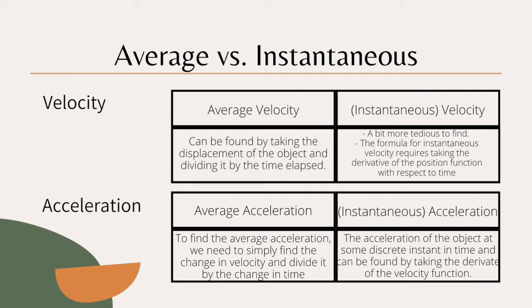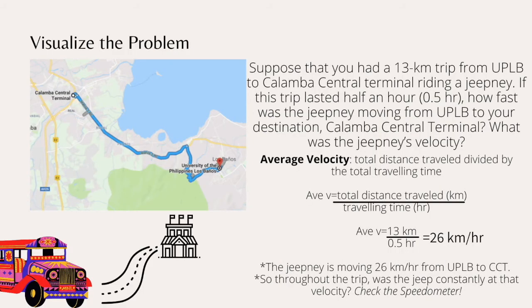Average velocity can be found by simply taking the displacement of the object and dividing it by the time elapsed. On the other hand, instantaneous velocity, or simply velocity, is a bit more tedious to find. This is because the formula for instantaneous velocity requires taking the derivative of the position function first with respect to time. Now, in finding average acceleration, we'll just have to simply find the change in velocity and divide it by the change in time. Simple, right? But for instantaneous acceleration, or acceleration, the acceleration of the object can be found by taking the derivative of the velocity function. Let us all visualize a problem.